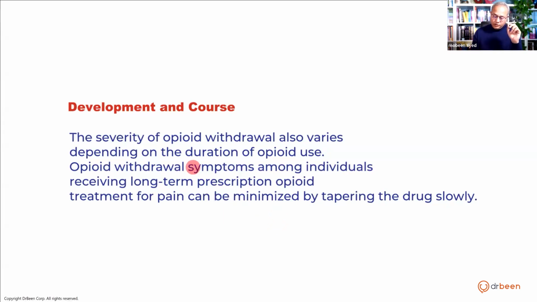The severity of opioid withdrawal also varies depending on the duration of opioid use. Opioid withdrawal symptoms among individuals receiving long-term prescription opioid treatment for pain can be minimized by tapering the drug slowly. So if somebody has been on a prescription opioid for a long time, instead of stopping abruptly or with a large drop in the dose, one can slowly taper the dose and reduce the effects.